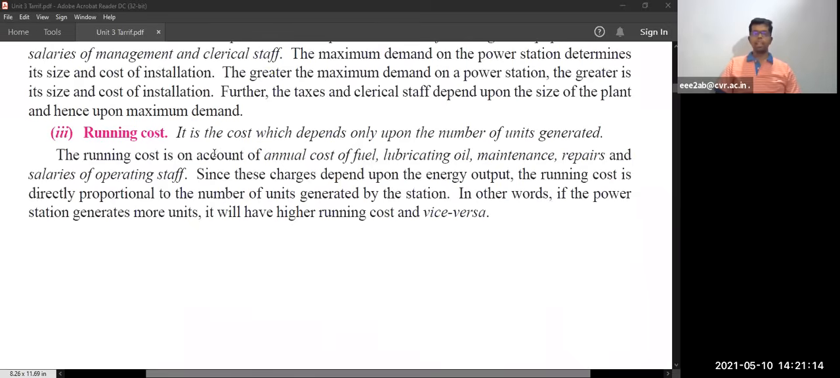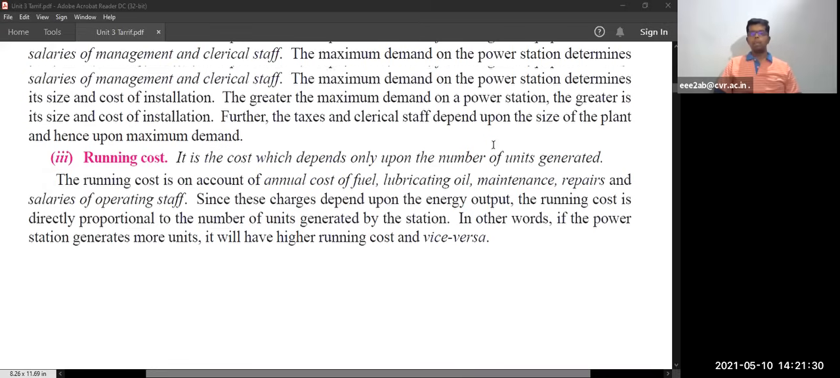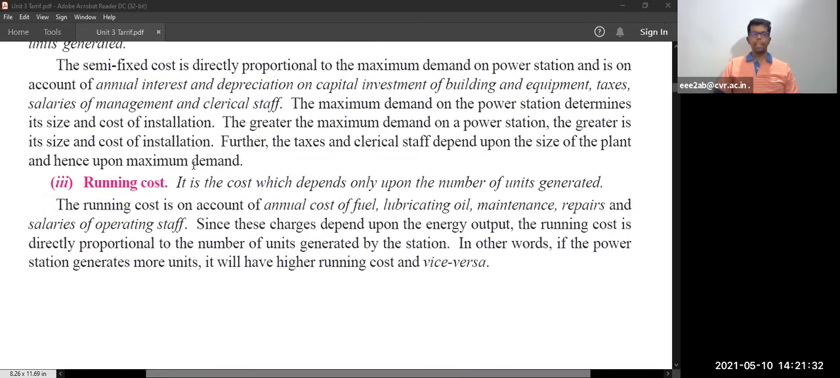Next, coming to the running cost. Running cost is nothing but the cost which depends upon the number of units generated. So running cost includes the annual cost of the fuel, like coal or nuclear fuel. That annual cost also we have to note down.